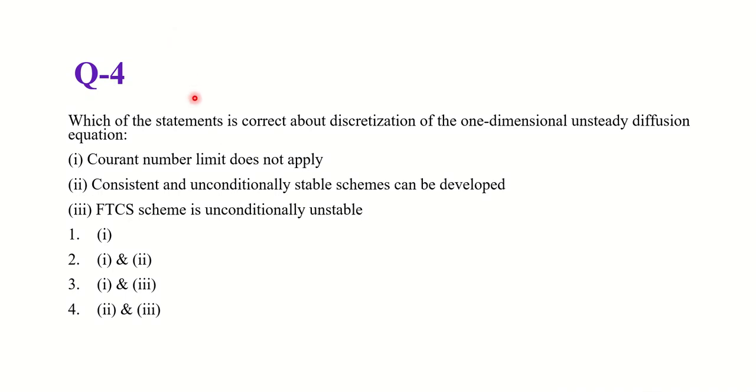In question 4, it is given: which of the statements is correct about the discretization of one-dimensional unsteady diffusion equation? Option 1, Quran number limit does not apply. Option 2, consistent and unconditionally stable schemes can be developed. Option 3, FTCS scheme is unconditionally stable. On reading this one question itself, there are so many questions that can be framed to analyze our understanding of the subject.